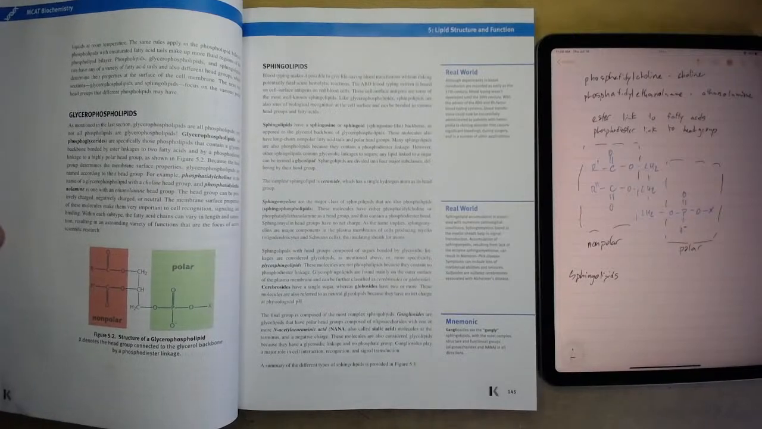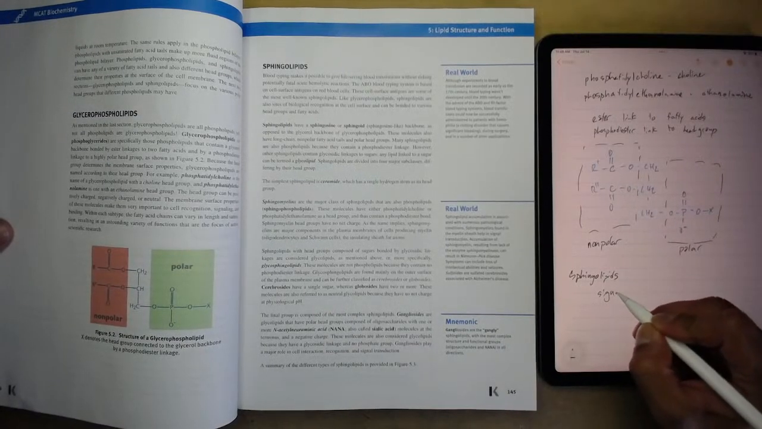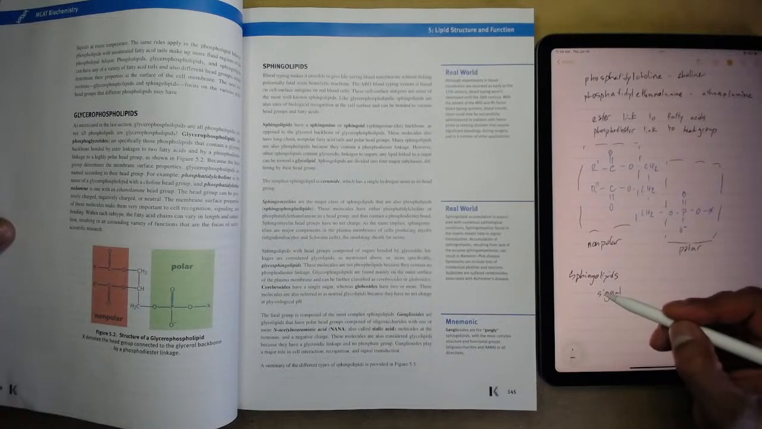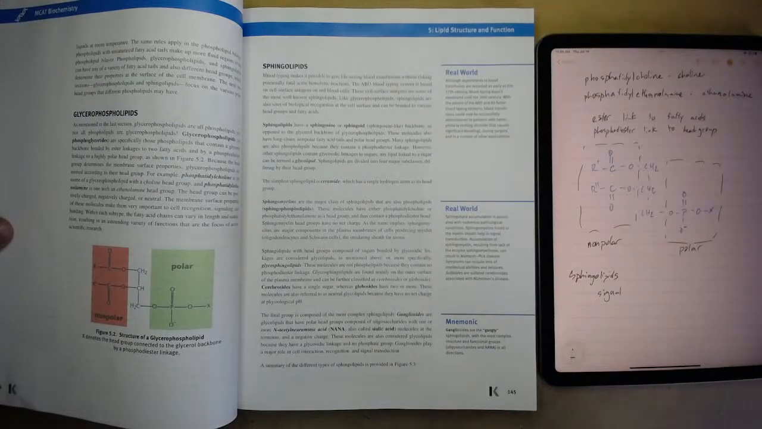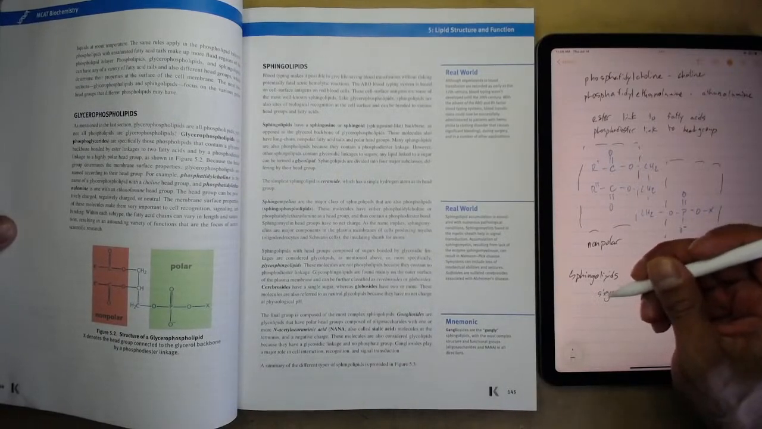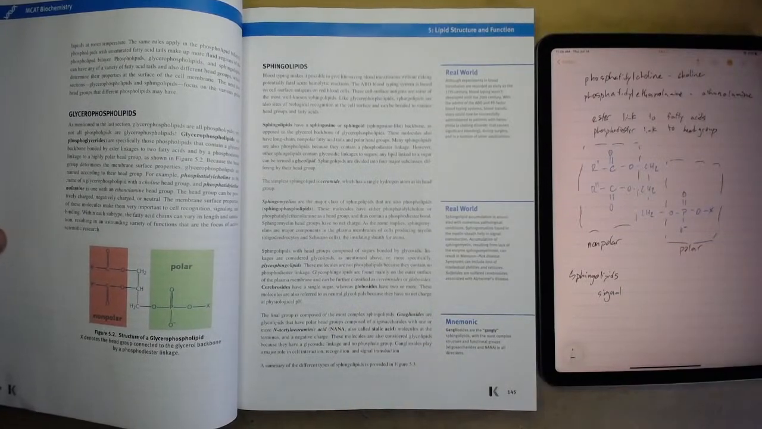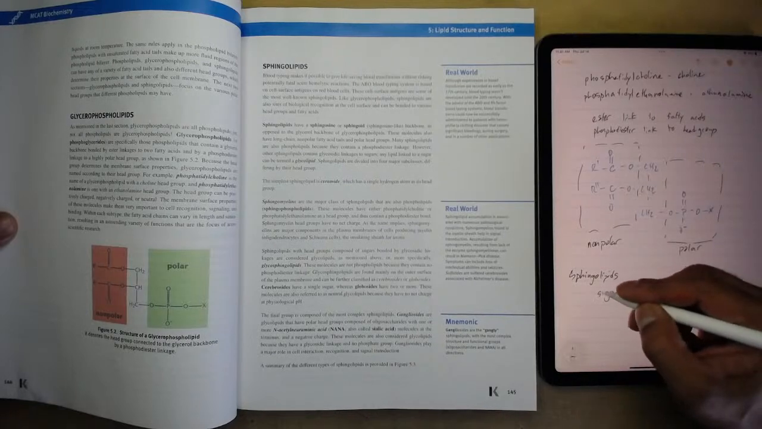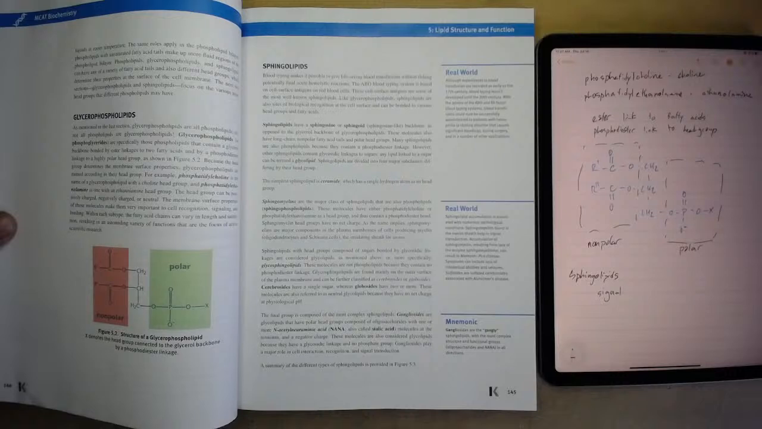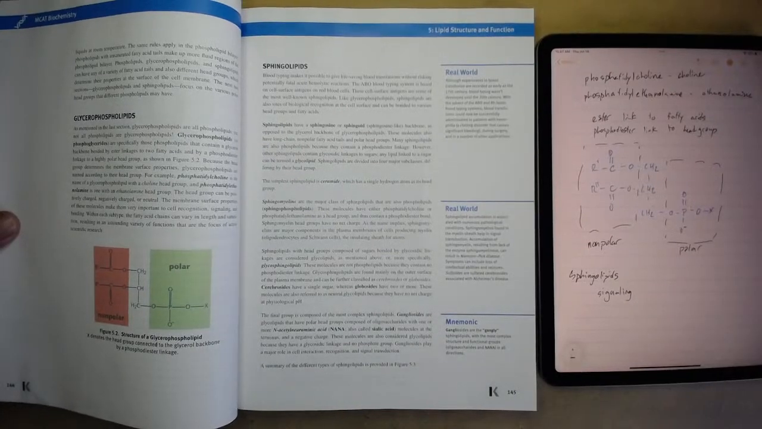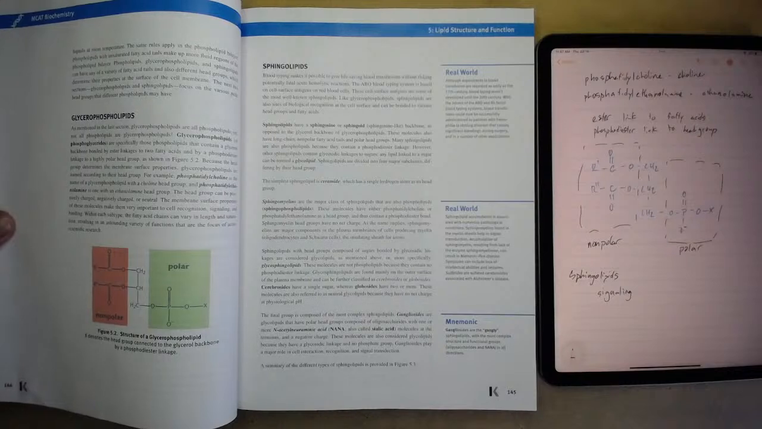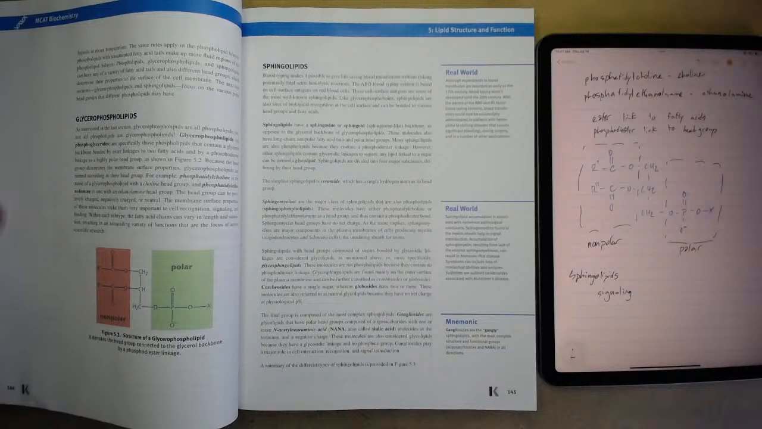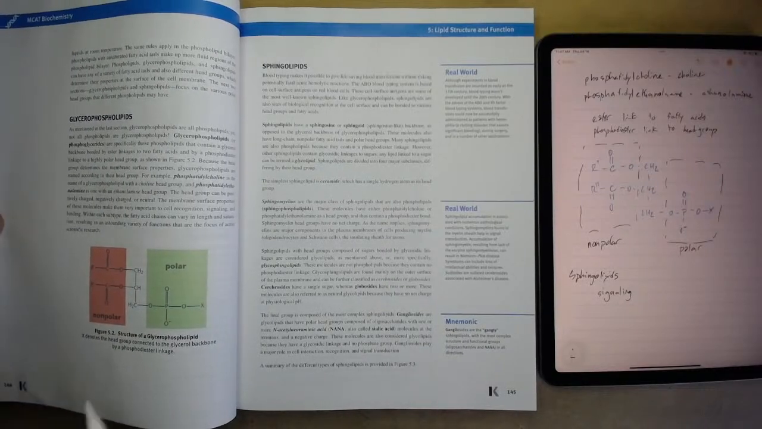Sphingolipids. Cell signaling. Like blood type antigens, cell surface antigens. Signaling. Sphingolipids have a sphingosine or sphingosine-like backbone, as opposed to the glycerol backbone of glycerophospholipids.